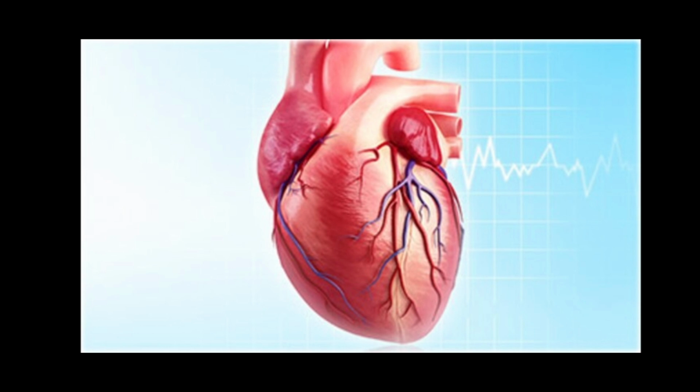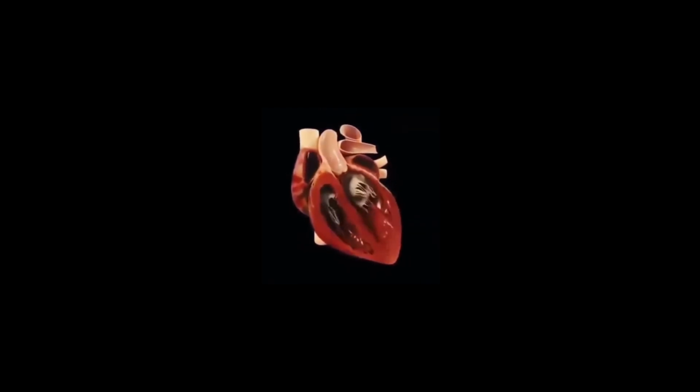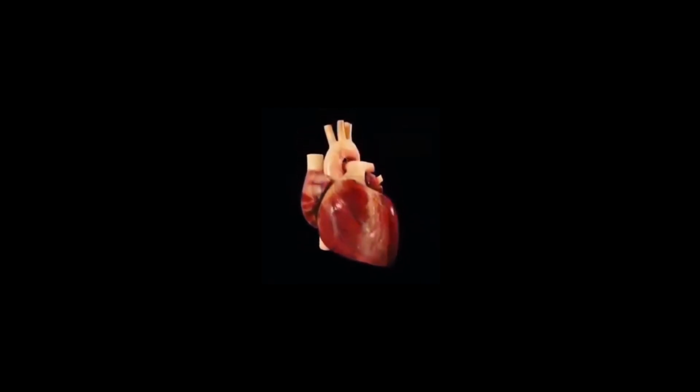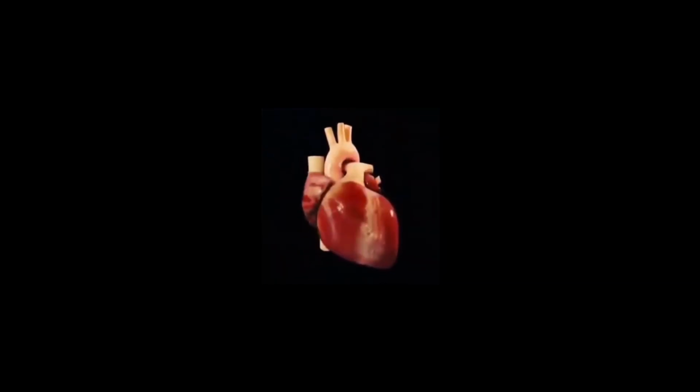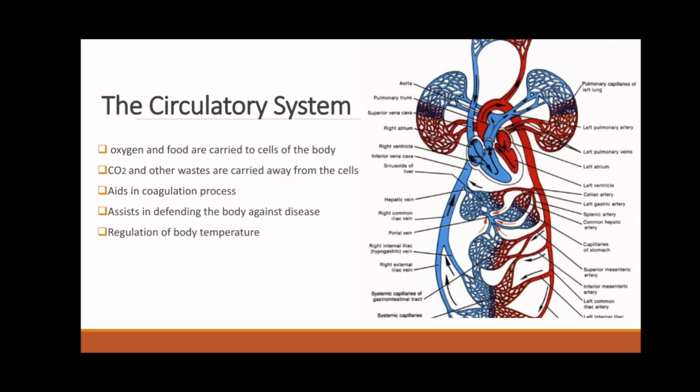The circulatory system consists of the cardiovascular system: heart, blood, and blood vessels. The circulatory system is the means by which oxygen and food are carried to the cells of the body. It is also the means by which carbon dioxide and other waste are carried away from the cells to the excretory organs. This system also aids in the coagulation process, assists in defending the body against disease, and plays an important role in the regulation of body temperature.